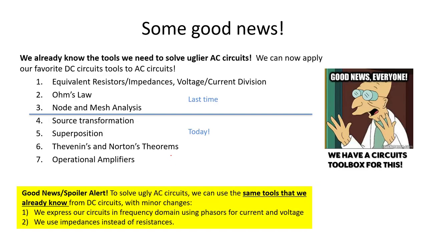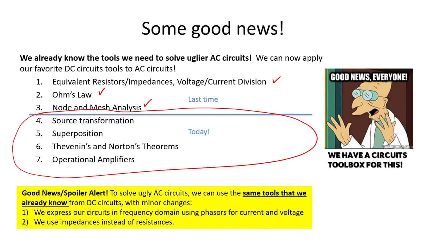So in our last video, we covered some good news. We learned that we already know the tools we need to solve uglier AC circuits. And in our previous video, we had started applying our favorite DC tools to AC circuits. We looked at voltage and current division, equivalent resistors, Ohm's law, and node and mesh analysis. So check out our previous video if you want to see those. In today's video, we're going to focus on these remaining tools.